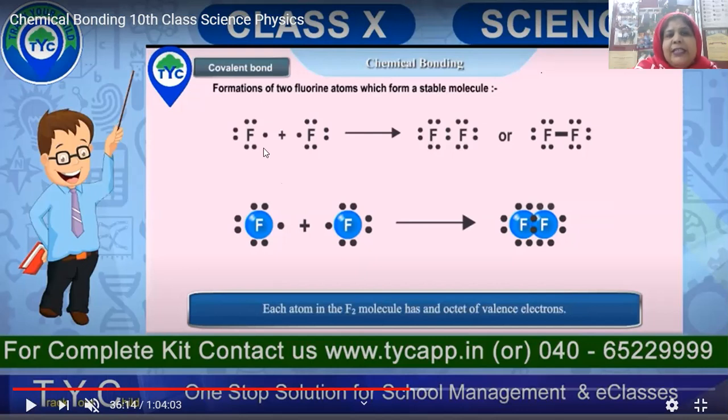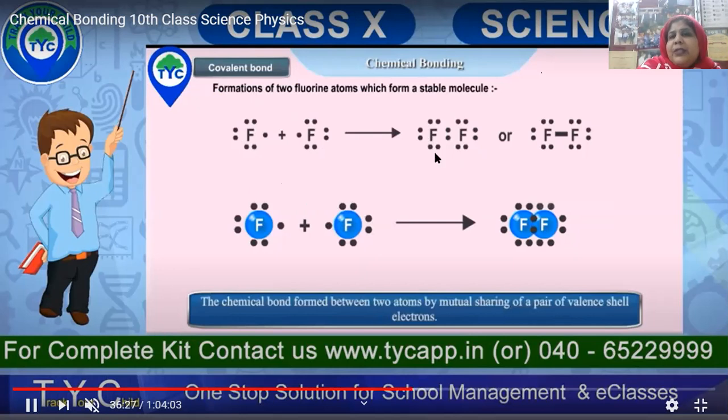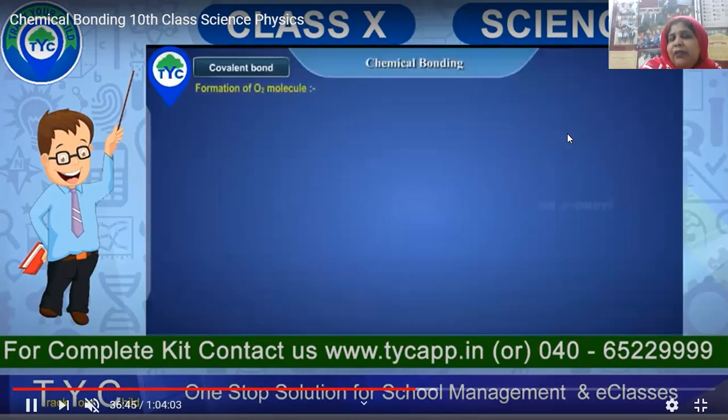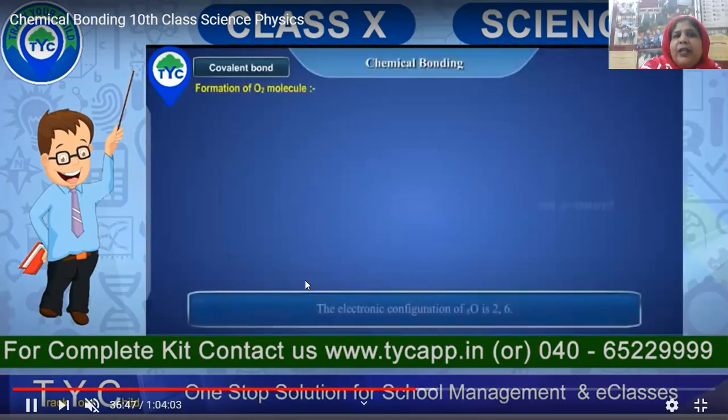So you can just see that fluorine has 1, 2, 3, 4, 5, 6, 7, so 7 electrons in its outermost shell. If both these fluorines are combined together, then both of them become stable, forming a bond. So a bond can be represented like this or like this. Either you can have two dots in between, or you can place a dash in between the fluorines to show that they have formed a bond.